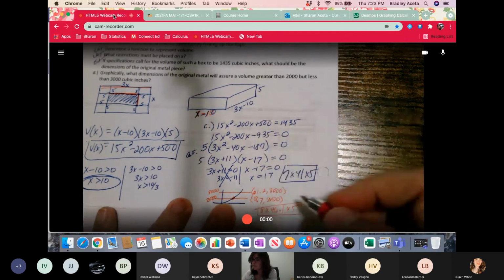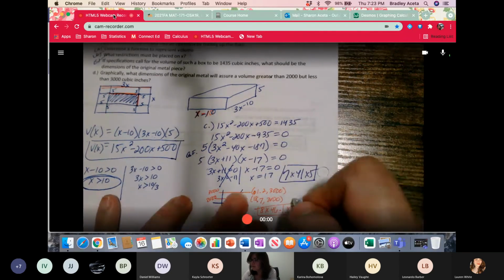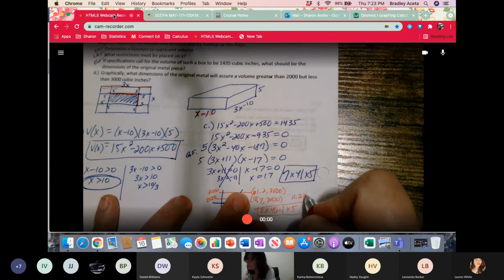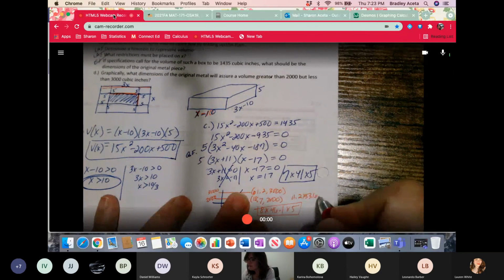21.2 in, which would make it 11.2, and then 21.2 times 3, 53.6, and then by 5.